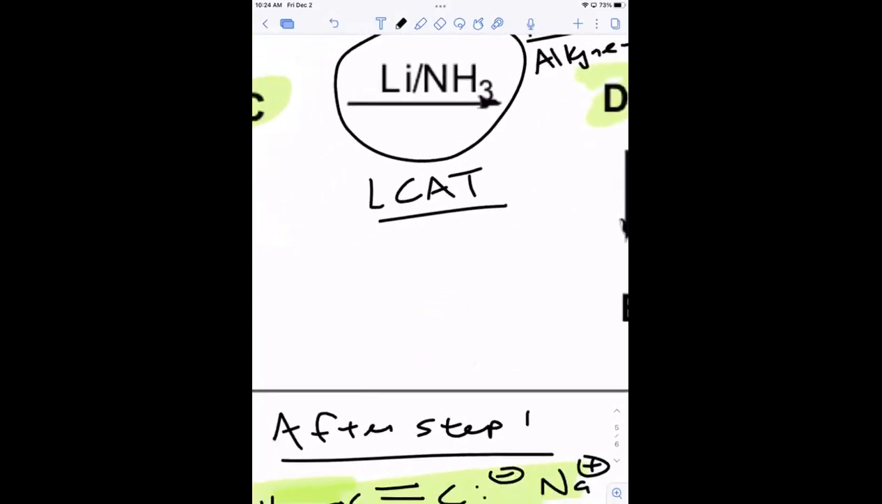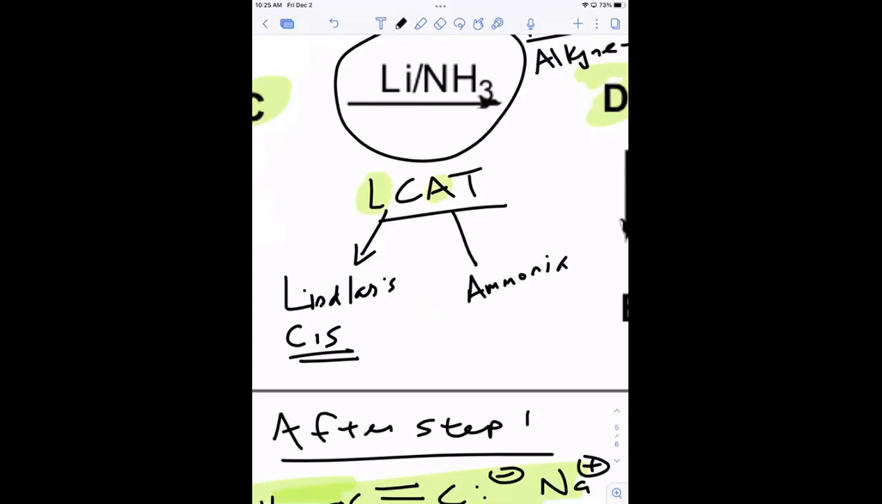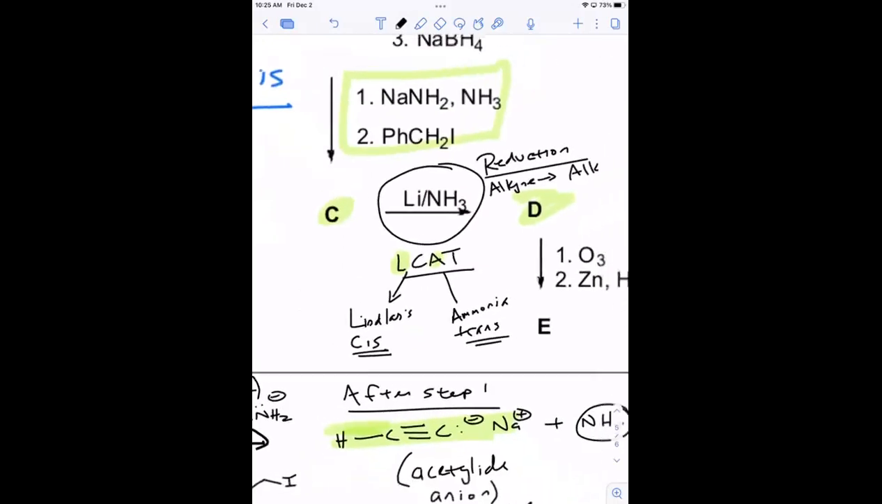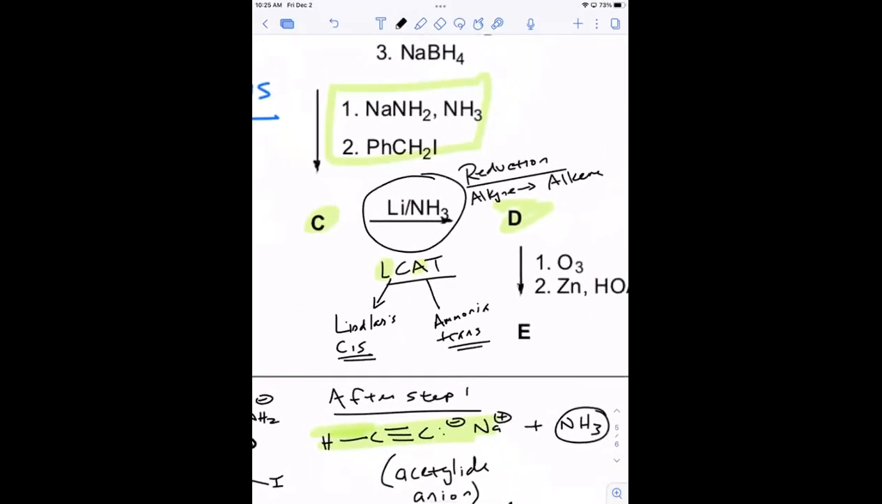All right, let me help you out because it's Friday and everybody's quiet. So Lindlar's catalyst will give you a cis alkene. Ammonia, that's what the A is. So L is for Lindlar's and A is for ammonia. Remember I gave you that mnemonic: Little children always tripping. LCAT. So Lindlar's is cis, ammonia is trans. So lithium and ammonia, when you treat a triple bond with that, you're going to get a trans double bond.